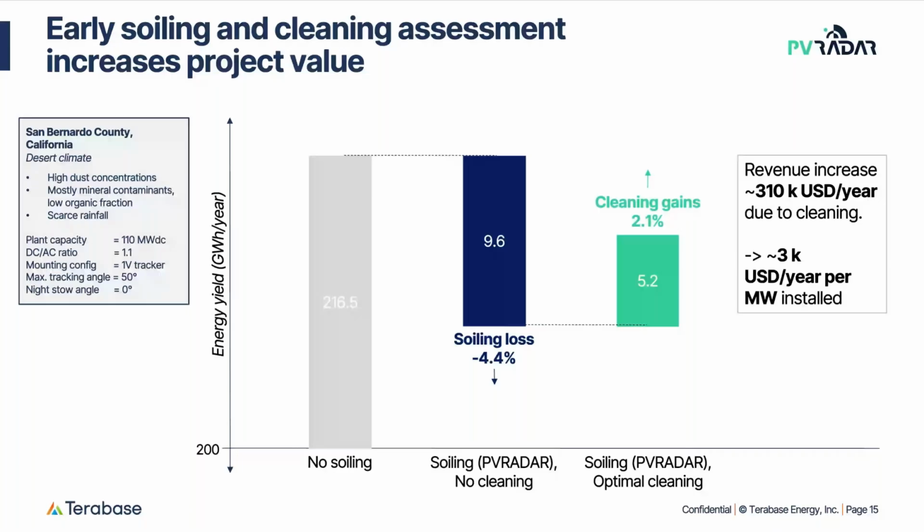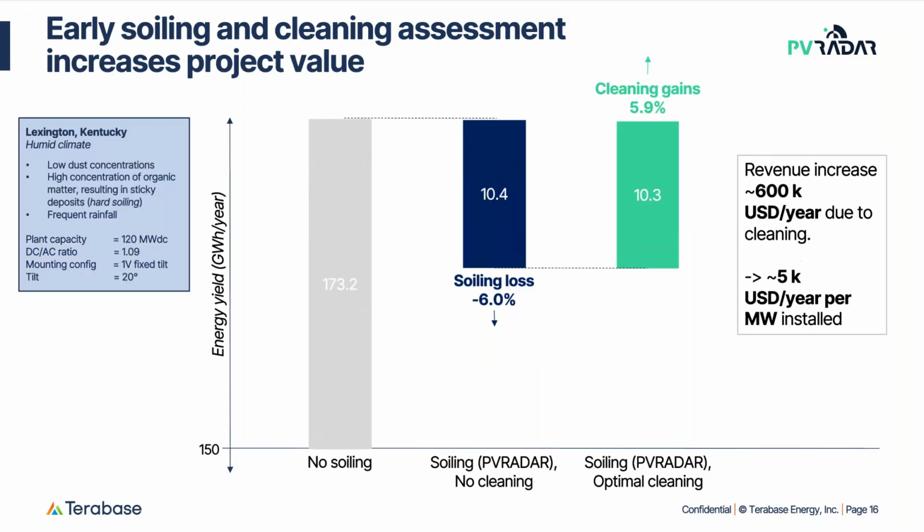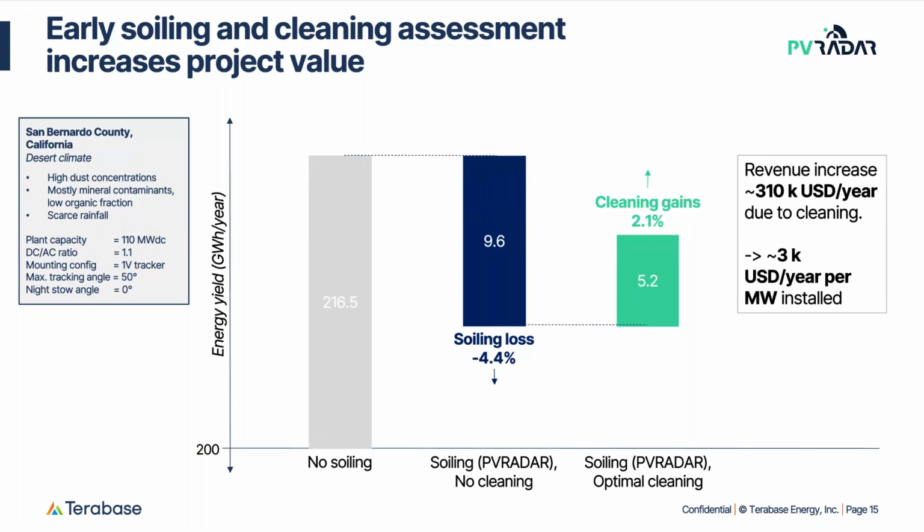Okay. So I think you got the first couple slides here. Do you want to talk about this? Sure. I'll make it quick to leave some time for the questions. This is basically showing an overview of the results in numbers that I have presented for San Bernardo in California. We see that soiling losses account for 4.4% energy losses, and then if you add cleaning, you can reduce this by 2.1%. So the cleaning gain is 2.1%, meaning there's a revenue increase of $310,000 per year due to cleaning, which means roughly $3,000 per megawatt per year.